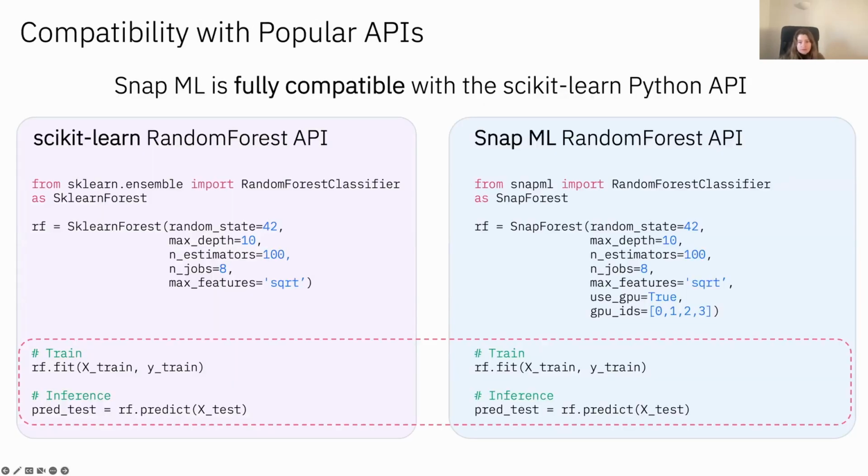The other important feature of SnapML is that it is fully compatible with the scikit-learn Python API. Scikit-learn is a very popular machine learning framework coming from Python. So here you can see how, with just a couple of lines of code, you can change from scikit-learn to SnapML, and for data scientists, such a transition is very smooth and doesn't require too much coding.